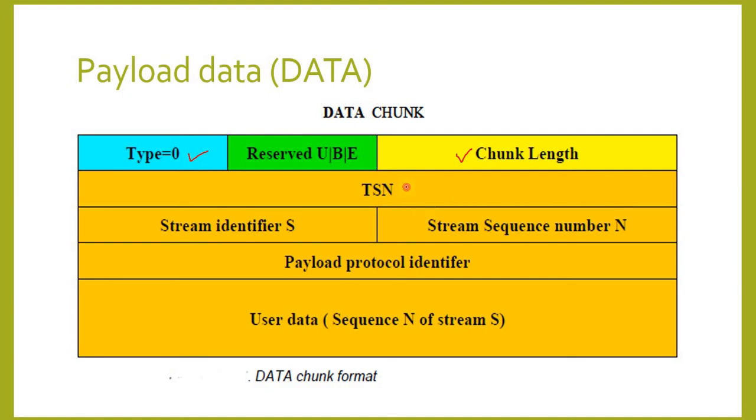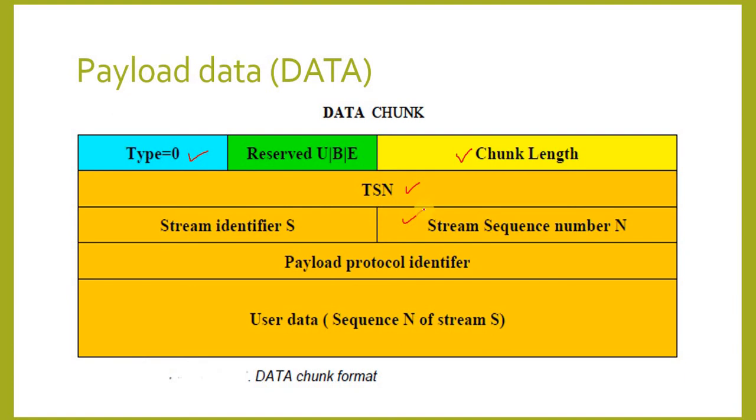TSN. The TSN allows the SCTP endpoint to individually identify chunks. It also provides a means of acknowledging each chunk that is transferred. Stream identifier S. The stream identifier identifies the stream to which a chunk of user data belongs. Stream sequence number N. The stream sequence number indicates the sequence of the user data within the stream.